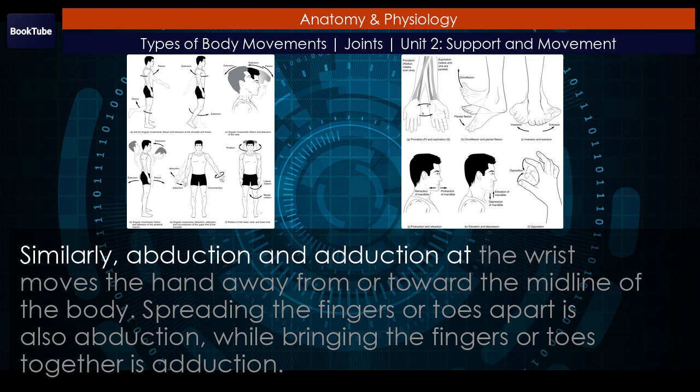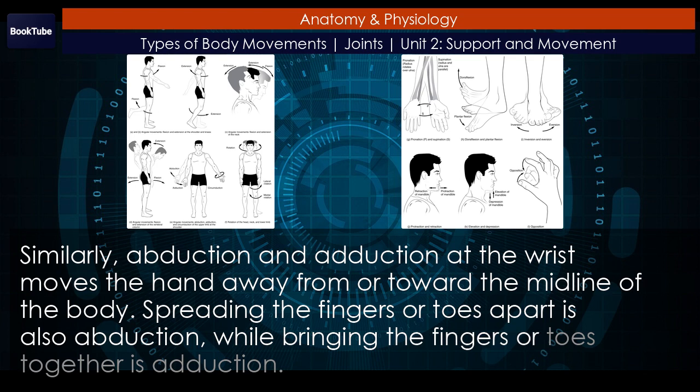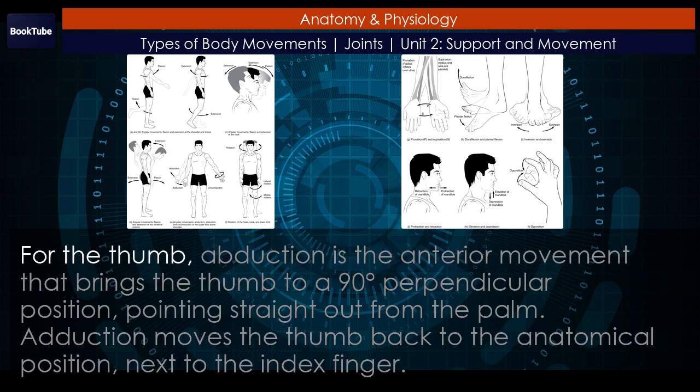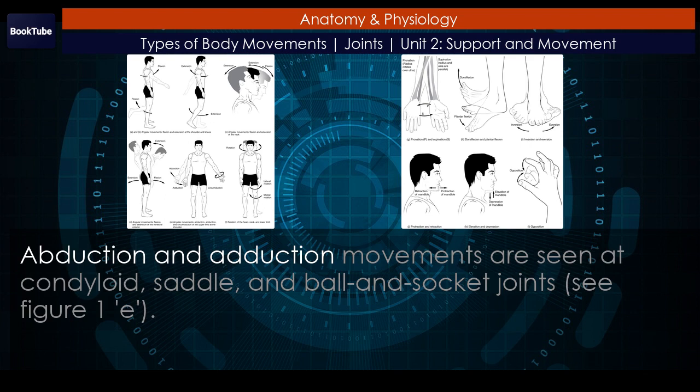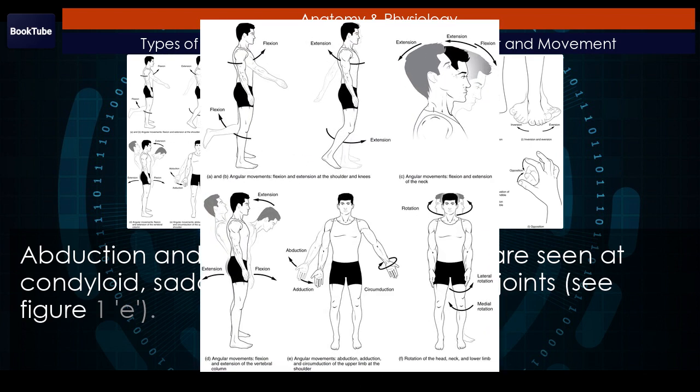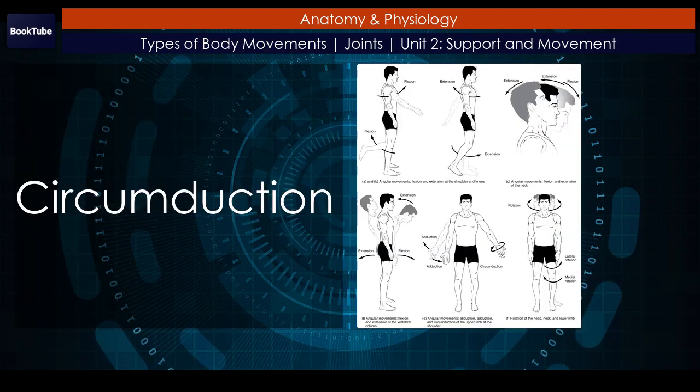Similarly, abduction and adduction at the wrist moves the hand away from or toward the midline of the body. Spreading the fingers or toes apart is also abduction, while bringing the fingers or toes together is adduction. For the thumb, abduction is the anterior movement that brings the thumb to a 90 degrees perpendicular position, pointing straight out from the palm. Adduction moves the thumb back to the anatomical position, next to the index finger. Abduction and adduction movements are seen at condyloid, saddle, and ball and socket joints. See Figure 1E. Circumduction.